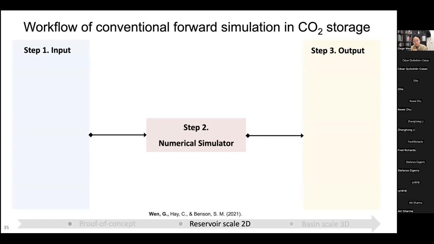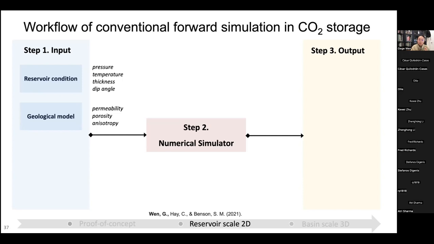In the reservoir scale 2D problem, before we started training any model, we took a step back and tried to list out all of the items that are required in a conventional forward simulation setup. So that typically includes step one input, step two numerical simulator, and step three output. In step one input, we further categorize the different types of input that we use in simulation. That includes the reservoir condition. So that can be pressure, temperature, reservoir thickness, and also sometimes reservoir dip angle. Then the geological model. This one includes the permeability, the porosity, heterogeneity, and also anisotropy.